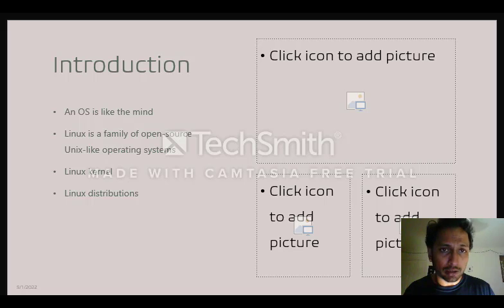Again, it's software. When we're talking about Linux, we're talking about specifically a family of open source Unix-like operating systems, because after all, Linux is a Unix clone. And when we're talking about Linux, we're specifically talking about the Linux kernel, and we're talking about Linux distributions, which basically is a package of the Linux kernel alongside other components, other compilers, other shells. So that's what we mean when we talk about Linux distributions. There's a whole host of Linux distributions that I'll talk about later.